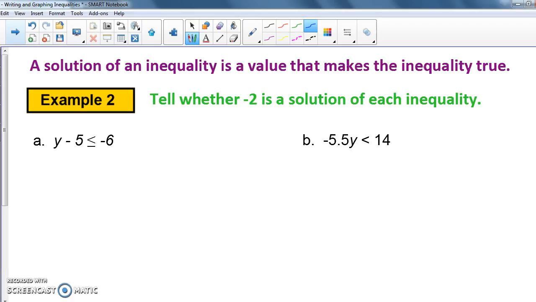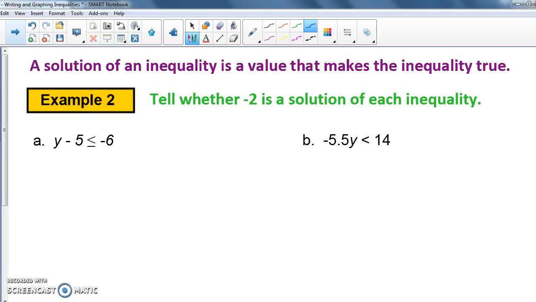Okay, so when we start talking about solutions, go ahead and copy down this pink here at the top. A solution of an inequality is a value that makes the inequality true. Okay, that goes for an equation too. A solution of an equation, something with an equals, means that the number makes the equation true. Well, in this case, it makes the inequality true.